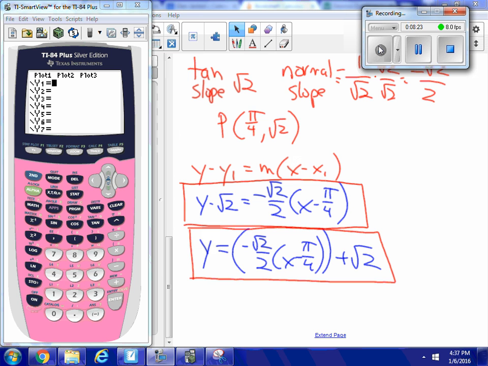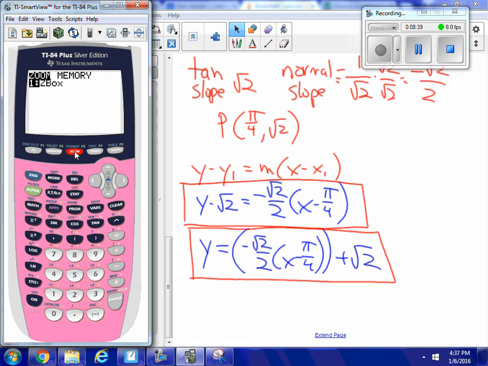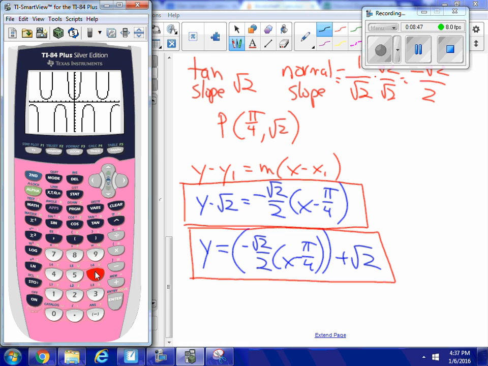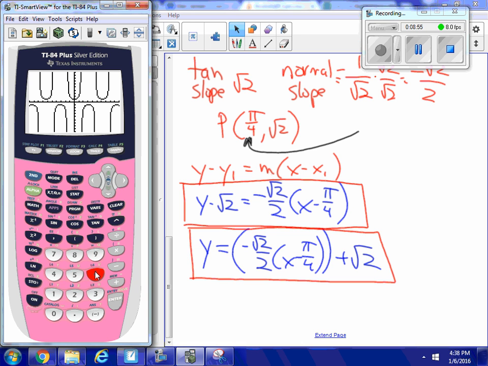So my function is secant x, but there is no function secant on the calculator. But I know secant is just 1 over cosine. So I'm just going to go 1 divided by cosine x. Close my parentheses, zoom 6. And here's my graph of the secant function. Now, one of the things I want you to think about here is that my x values are in terms of pi. In fact, they're in terms of pi over 4.